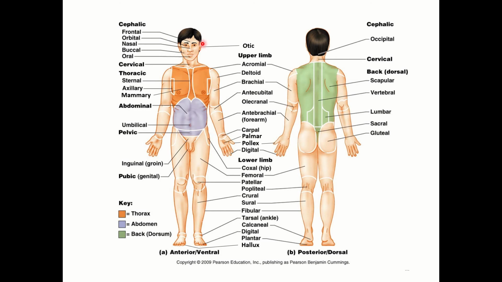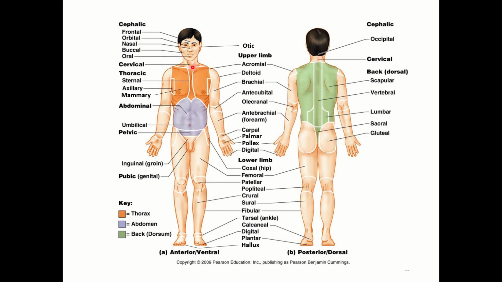Now the posterior head. We see the occipital region, which is the back of the head, near the nape of the neck. The neck is called the cervical region, both anterior and posterior.